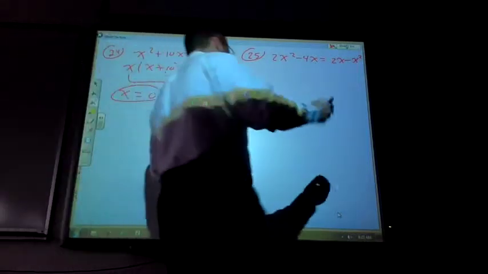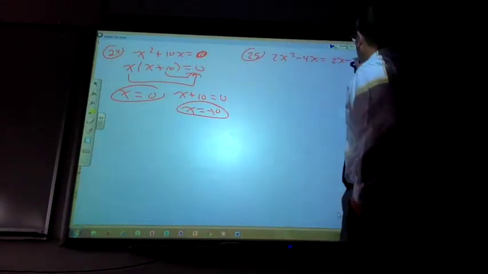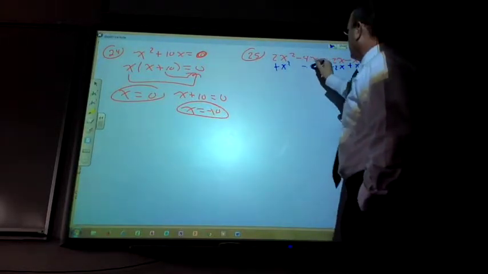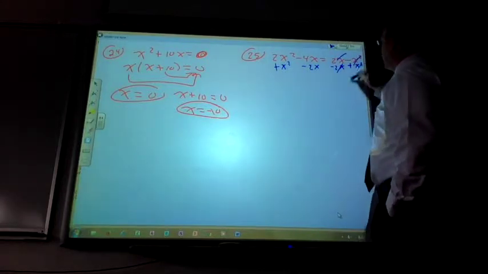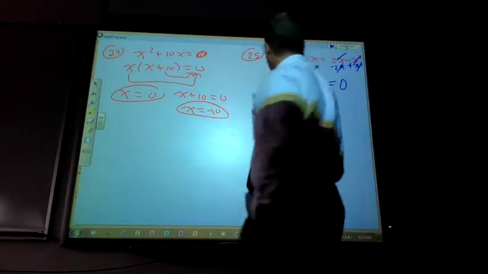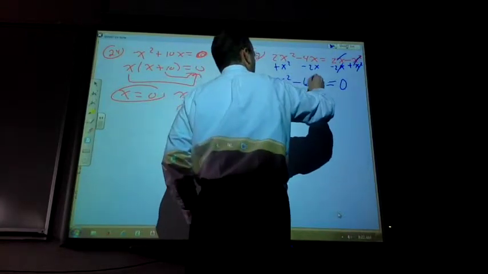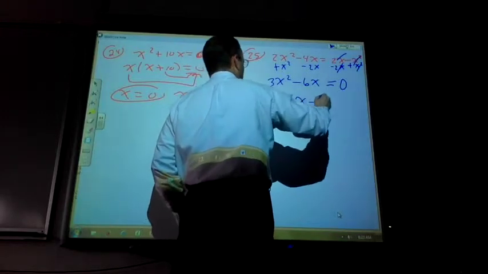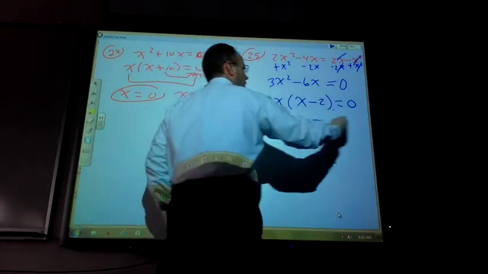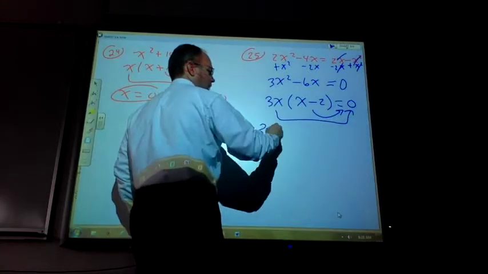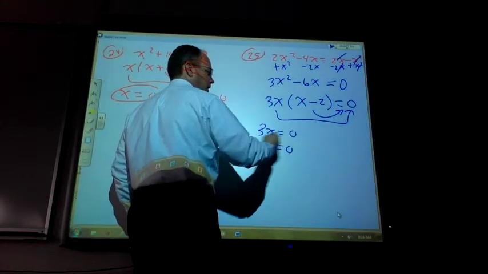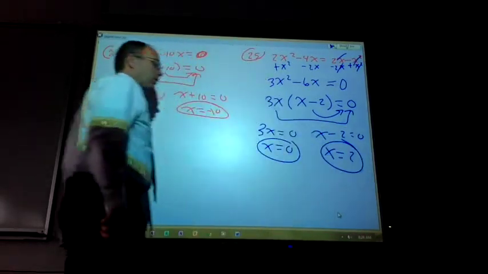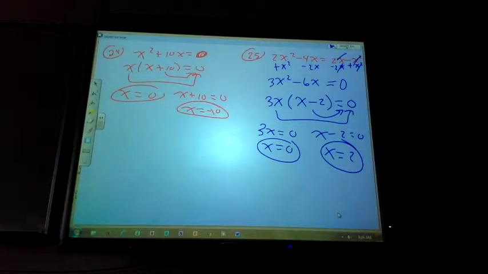25 is a little different. I need to bring over the x squared. So realize I'm combining it under the terms. All of this cancels out. It gives me 0 over here. It gives me 3x squared minus 6x. If I look for a greatest common factor, it looks like a 3x can be factored out. So I'm going to set each of these equal to 0. So I get 3x equals 0. So divide each side by 3. X equals 0. X minus 2 equals 0. Right? Everyone okay with those?